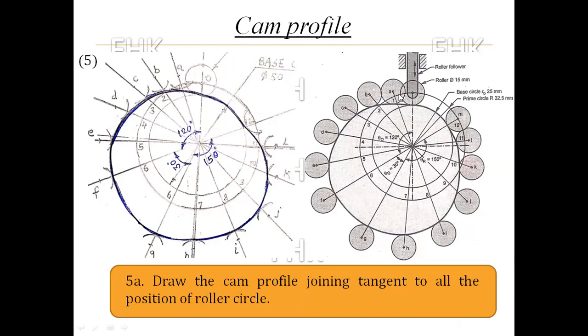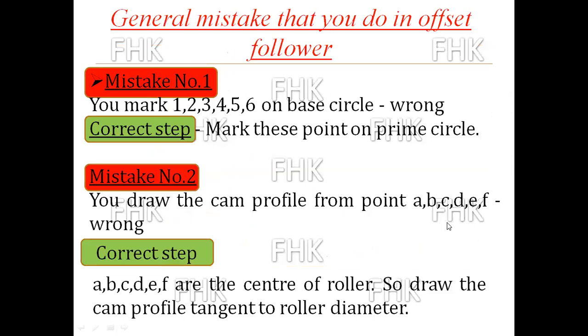This is the extra step in a roller follower other than a knife edge follower. This step is not in the case of a knife edge follower. Remember this point, and in this way you have to draw the cam profile. The general mistake that we may make in the examination in a roller follower is, mistake one: you mark the points 1, 2, 3, 4, 5, 6 on the base circle, which is wrong. You have to mark those points on the prime circle.